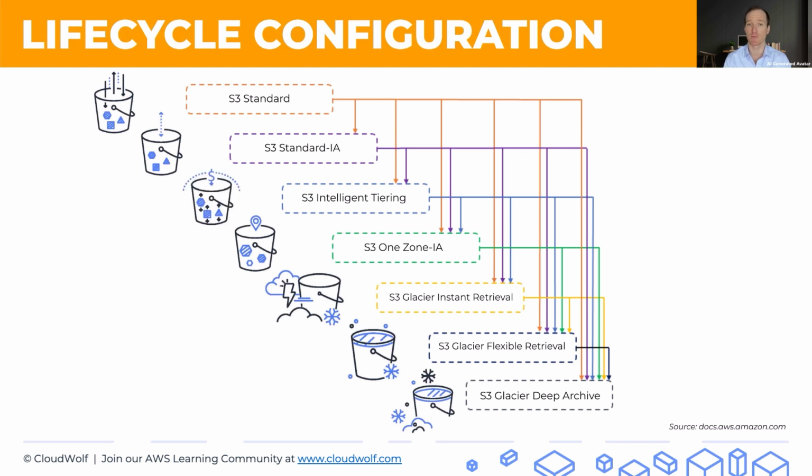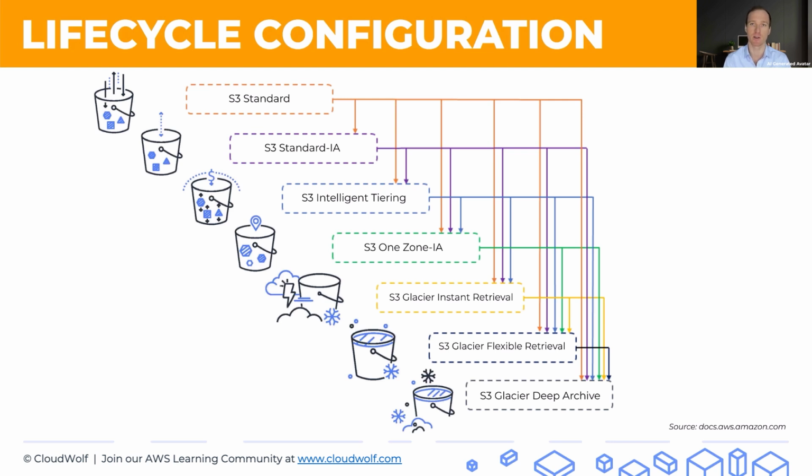Now, lifecycle configuration allows you to configure S3 in such a way that it moves objects from one of these classes to the next, and so on. So it moves objects between these classes after certain periods of time have passed. And you would use this when you know beforehand approximately what the usage pattern is for those certain objects.